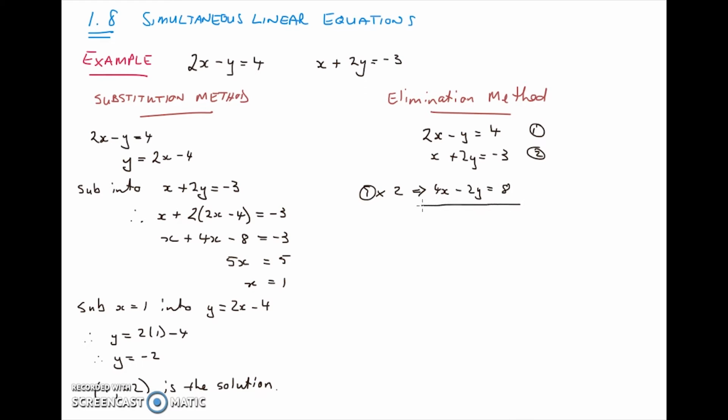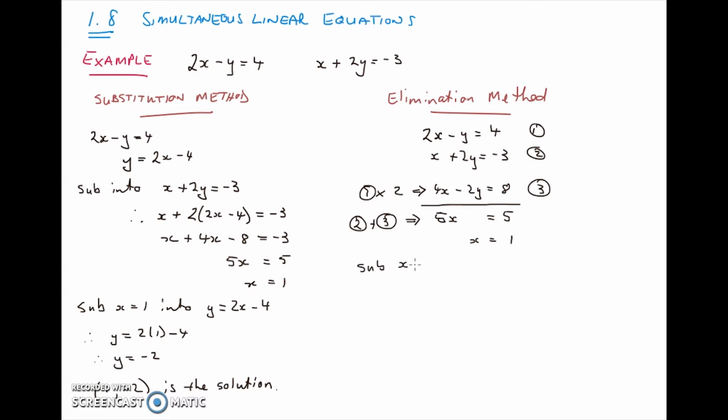And now we can combine the two equations. So what we'll do is we'll label that equation 3, and we're going to go equation 2 plus equation 3, so they're directly above each other. We can add them together, and 4x plus x gives us 5x, and plus 2y plus negative 2y cancel each other out, which is what we want, and negative 3 plus 8 is 5. Divide by 5, we get x equals 1.